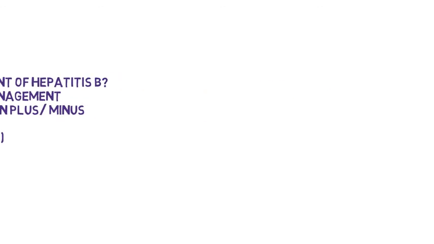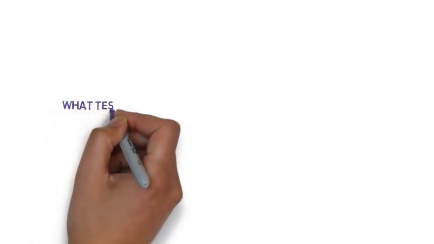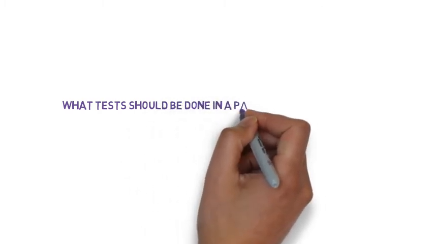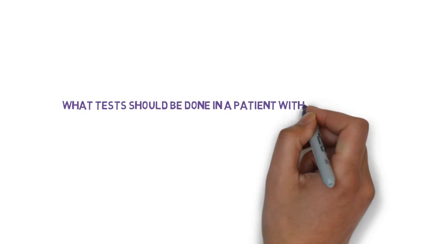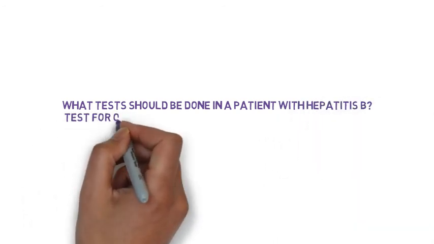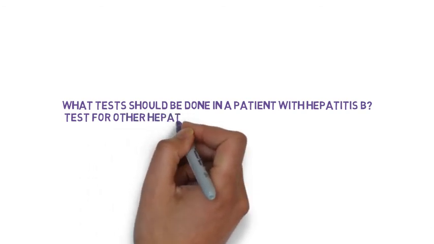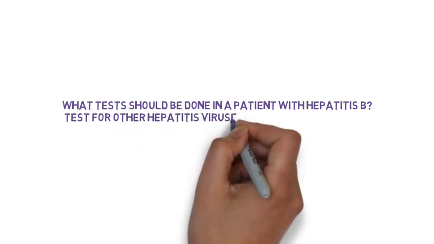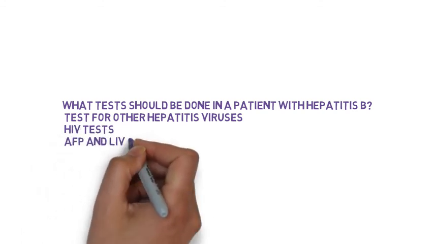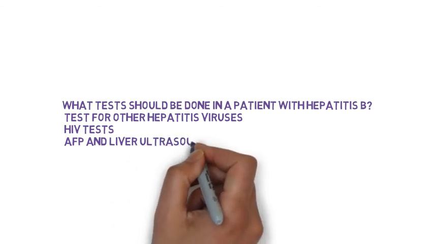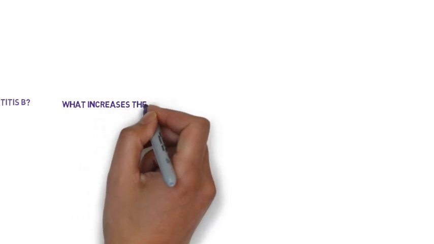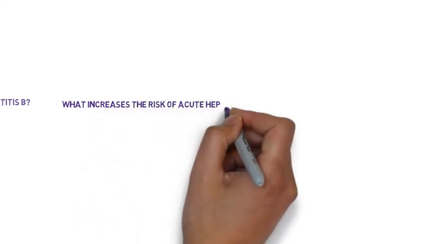And also, the next question is, what tests should be done in a patient who has hepatitis B? Well, once you know they have hepatitis B, you should screen for the other hepatitis viruses, because they could have one of those as well. You should also screen for HIV, and also you should do an alpha-fetoprotein test to screen for liver cancer, and do a liver ultrasound to check for the complications of hepatitis B.